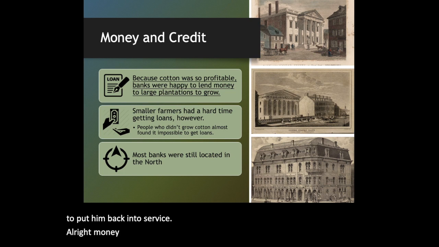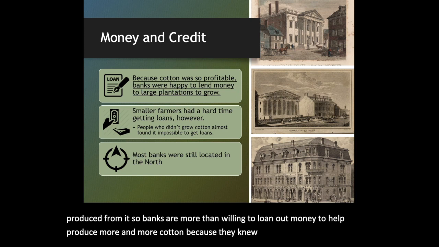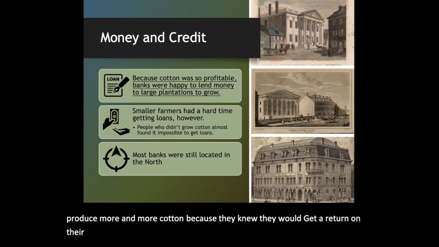All right, money and credit. Well, cotton, like we said, is king. Tons of money are being produced from it. So banks are more than willing to loan out money to help produce more and more cotton because they knew that they would get a return on their investment. They were more than willing to loan out vast sums of money, and they would get paid in return in interest payments.